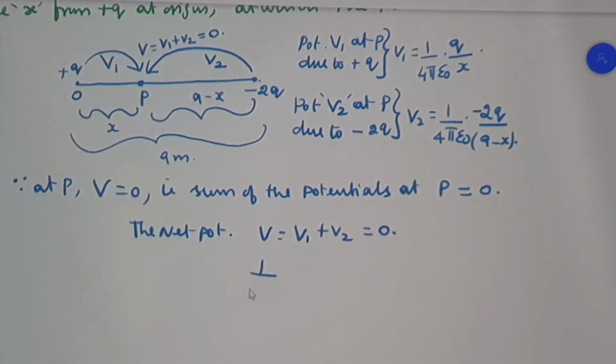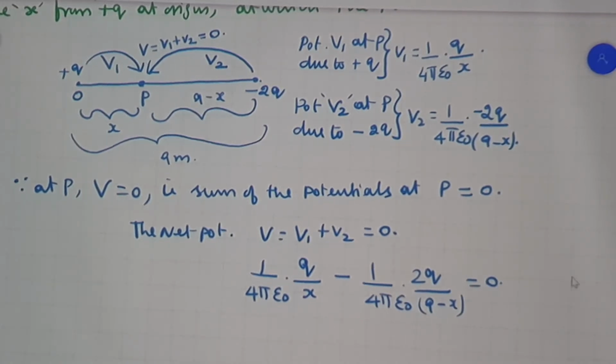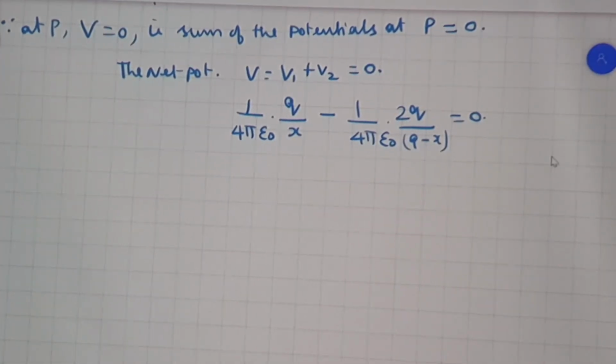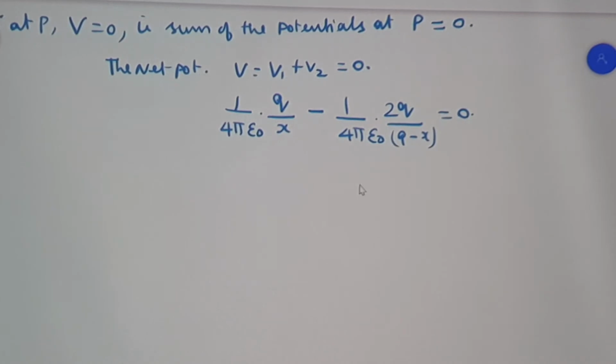What is V1? 1 divided by 4 pi epsilon 0 into Q divided by x. Here plus, here you are having minus, so minus of 1 divided by 4 pi epsilon 0 into 2q divided by 9 minus x is equal to 0. Now you have to calculate the value of x, at what distance from the origin that electrical potential is 0. How to calculate? Simplify this.